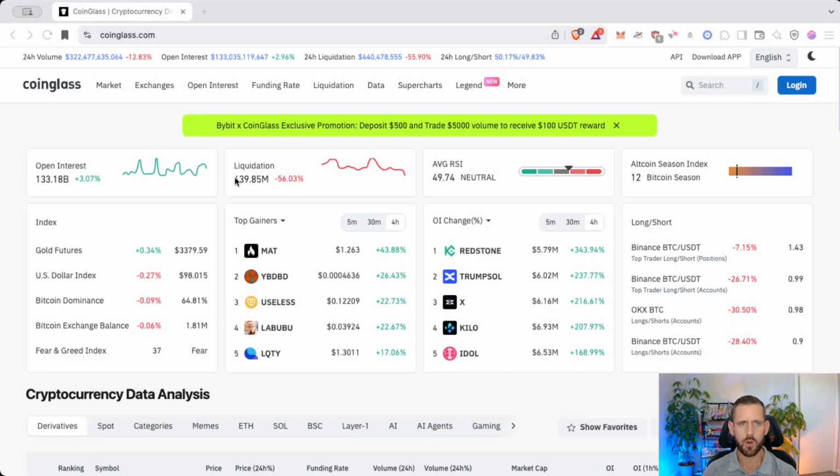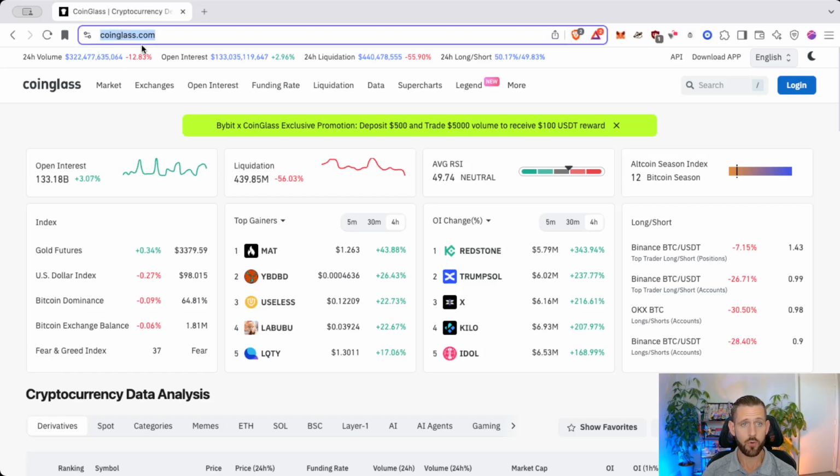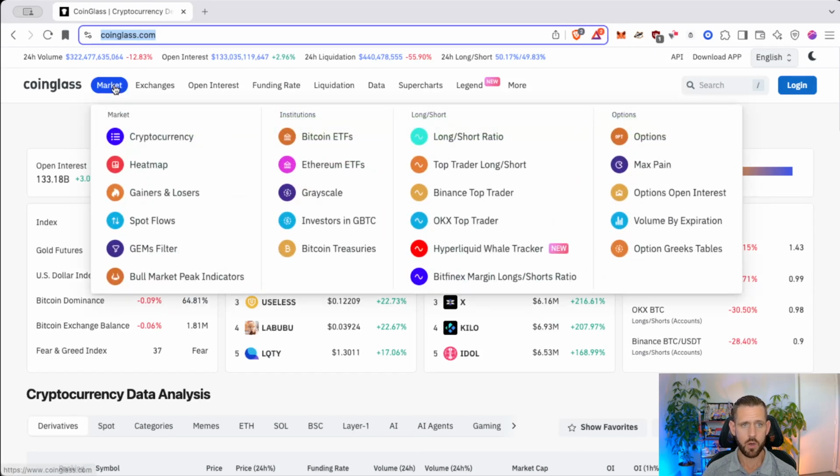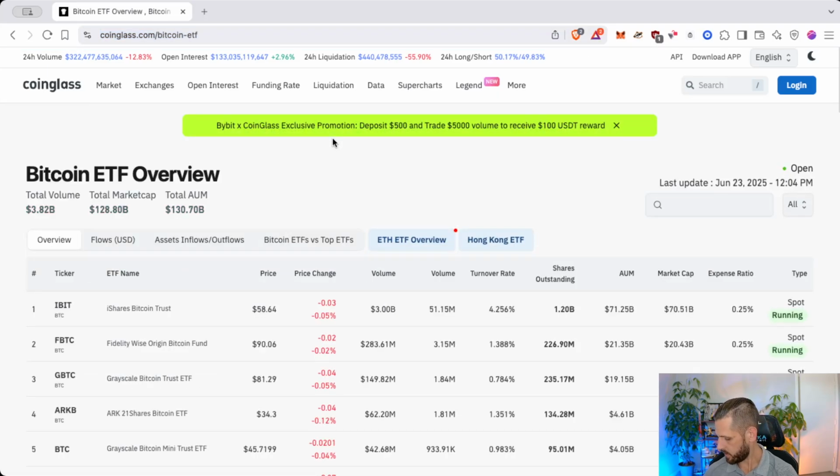All right, so one of the best spots to look at the ETF data is on a platform called CoinGlass.com. And once you're on CoinGlass.com, simply go under Market, and then you can look at our Bitcoin ETF, so you see institutions, or your Ethereum ETFs. So let's go ahead and click on Bitcoin ETF, and let's start to dig in and see what it is telling us.